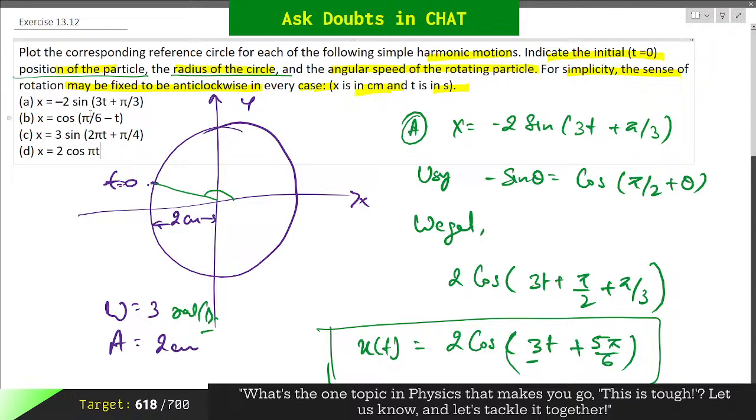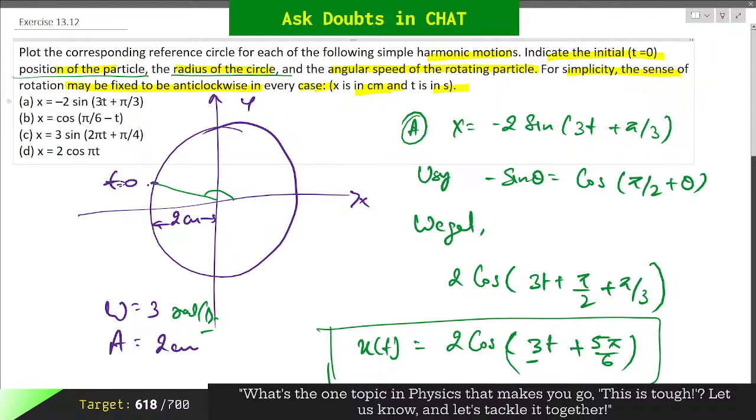The first is x equals to minus sine 3t plus pi by 3. So here we can extract the information that is needed for plotting the path of the particle. We can find out the amplitude by correlating this in the form of minus a sine omega t plus phi. So here a is equals to 2 and displacement is in centimeters, so the radius of the circle is going to be 2 centimeter.